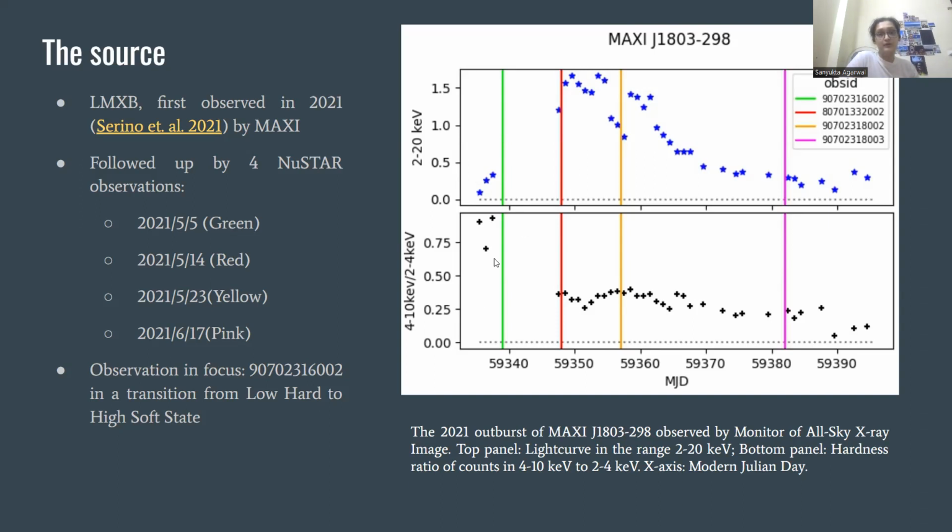And the light curve I've plotted is using data observed by MAXI. And below is the hardness ratio, where I have taken counts in the 4 to 10 keV range and divided by the counts in the 2 to 4 keV range. So you can see it starts in a hard spectral state and slowly transitions to a softer state. And then it should ideally be transitioning back to the hard state, but MAXI does not seem to have enough data points.